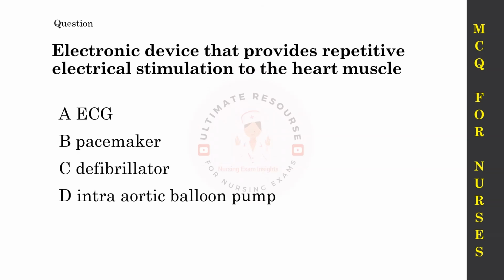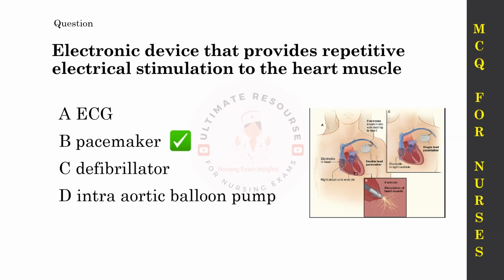Electronic device that provides repetitive electrical stimulation to the heart muscle. Options are A. ECG, B. Pacemaker, C. Defibrillator, D. Intra-aortic balloon pump. The answer is B. Pacemaker.